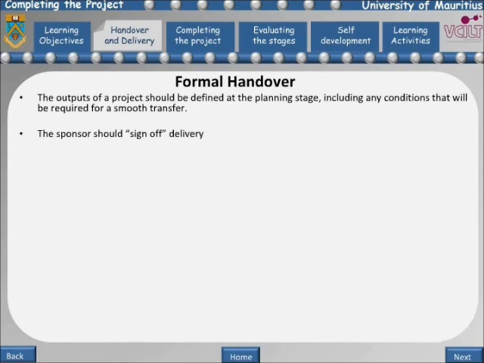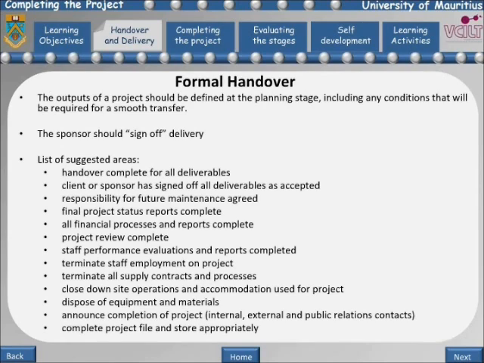A closure list is likely to have sections to include the following groups of tasks, but each project will have different features to consider. Below is a list of suggested areas that can be considered.